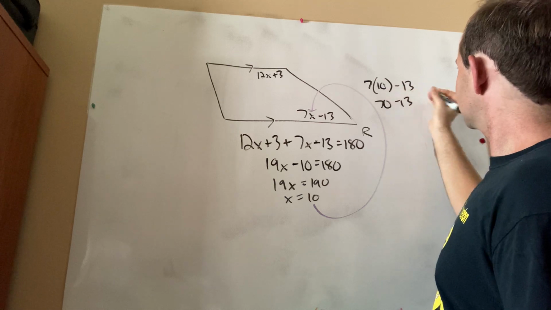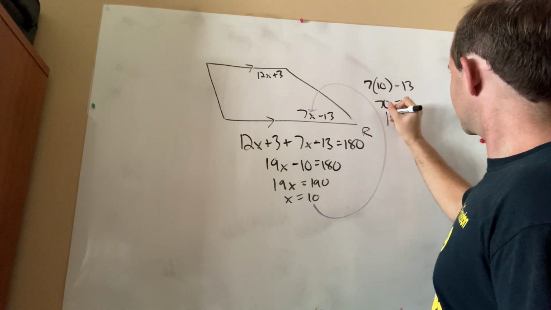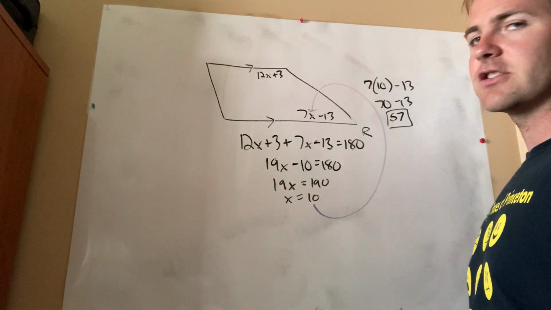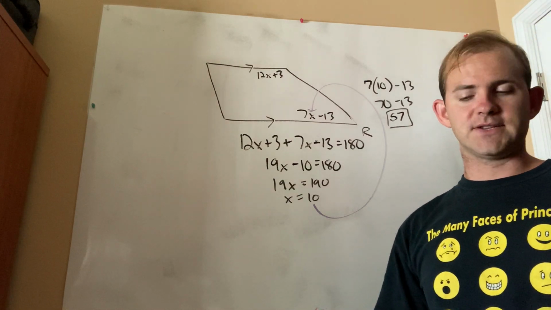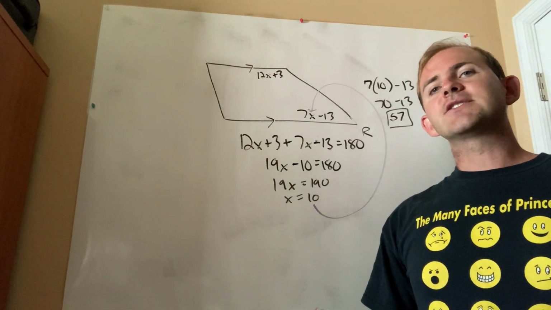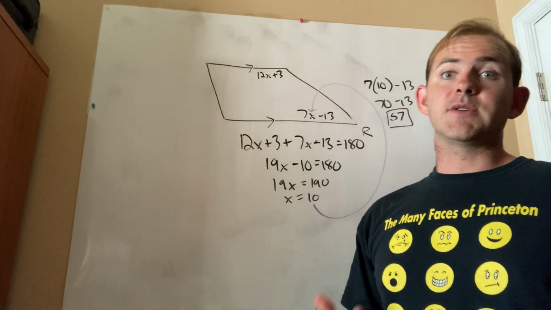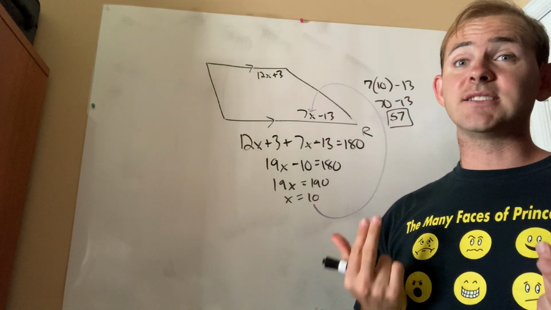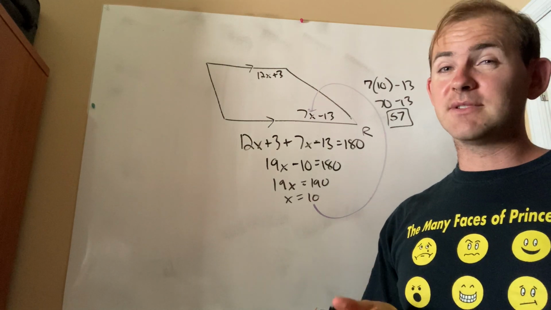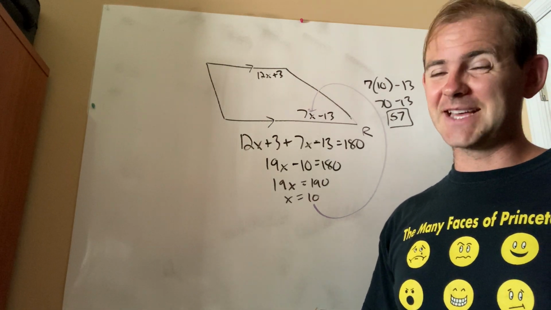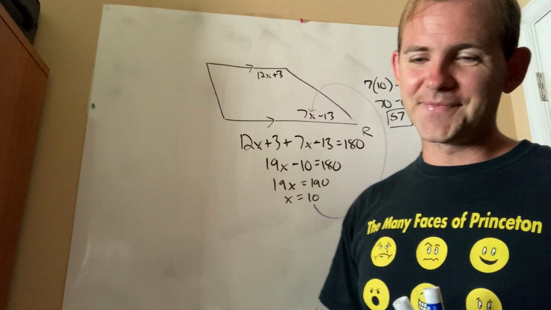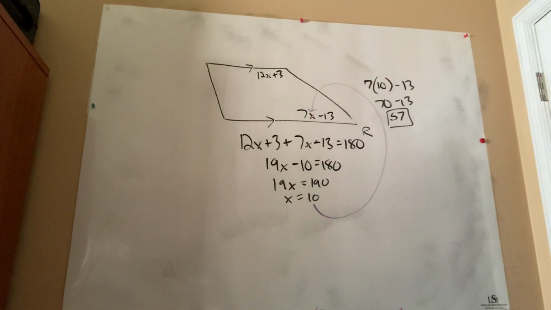That's 70 minus 13, which I believe is 57. So the measure of angle R is 57 degrees. Guys, when you're dealing with just plain old trapezoids, the most likely problem that you're going to encounter is involving same side interior angles. So if you have no idea what to do, probably add them up, set them equal to 180.